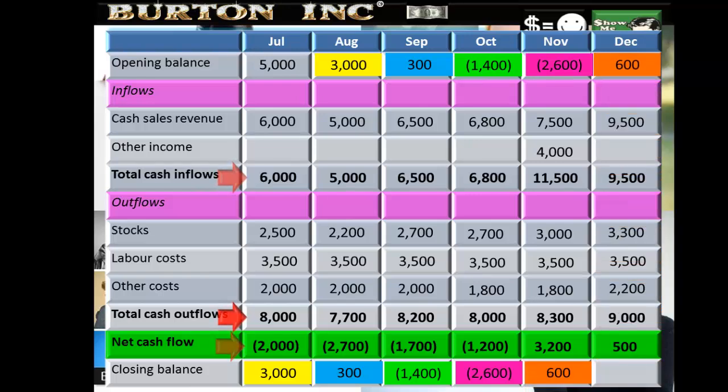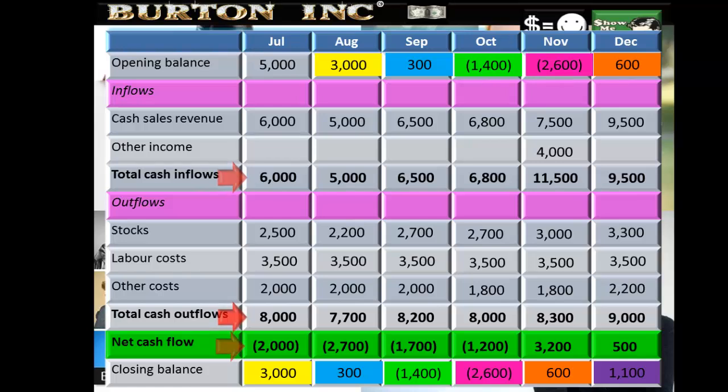At the end of November, we finally turn positive again. We've got a net cash flow of $3,200, which cancels out our overdraft, puts us slightly into the black. End of November, our closing balance of $600. Transfer that through to the opening balance at the start of December, $600. Add the $500 in net cash flows for December, and we've got a closing balance at the end of the year of $1,100.